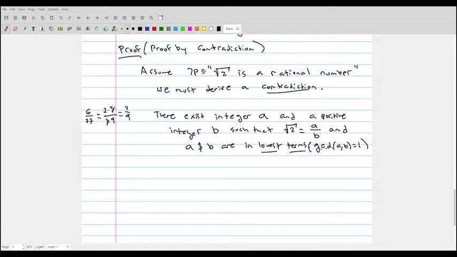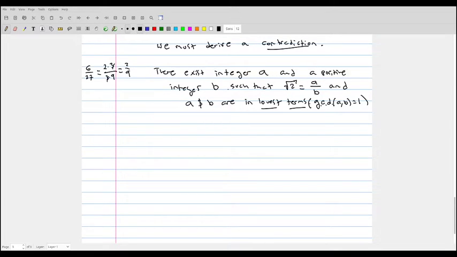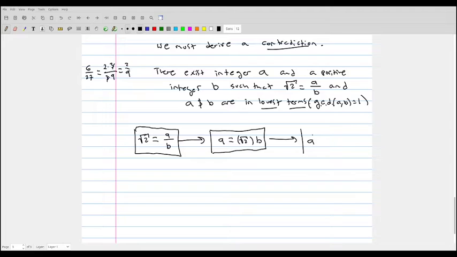This is of great importance in this proof by contradiction, because it turns out that this is the statement we end up contradicting when we assume that the square root of 2 is a rational number. And we do this as follows. If this is true, then the square root of 2 is equal to a over b, which is the same thing as a being equal to the square root of 2 times b, or a squared being equal to 2 times b squared.